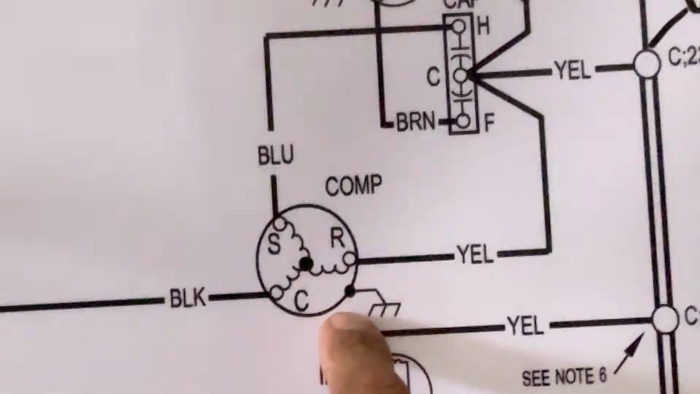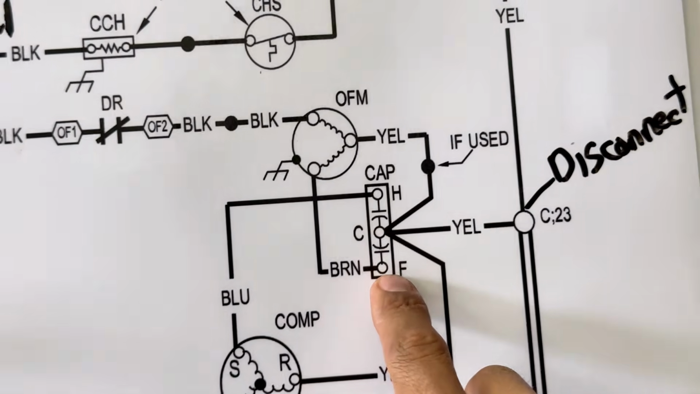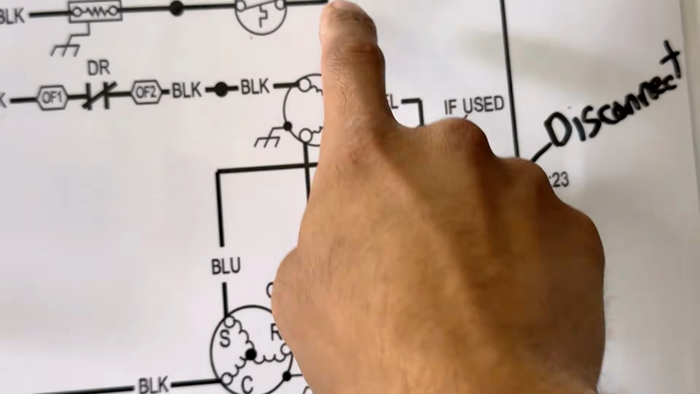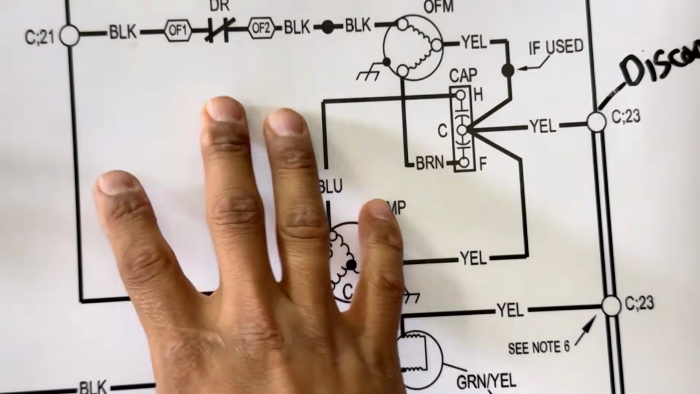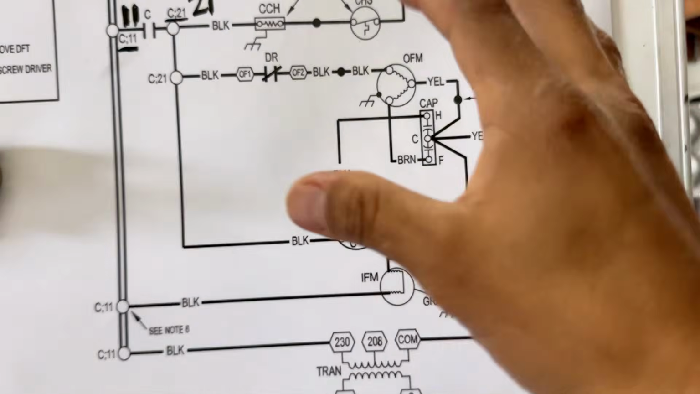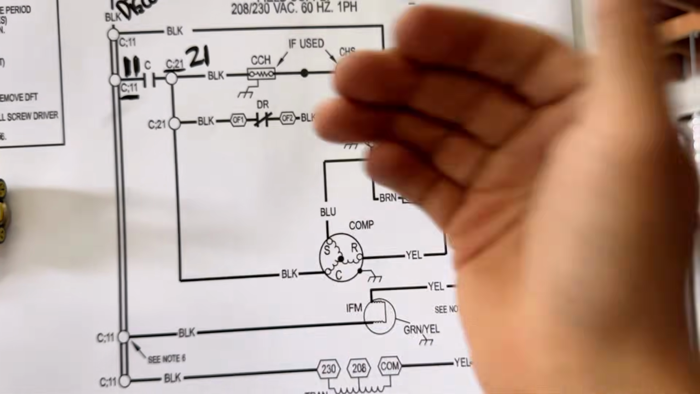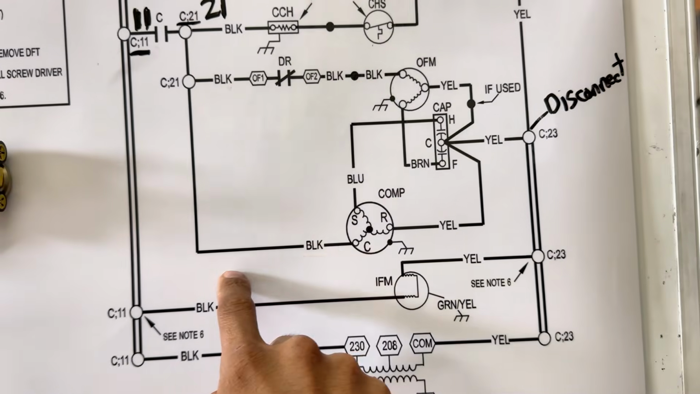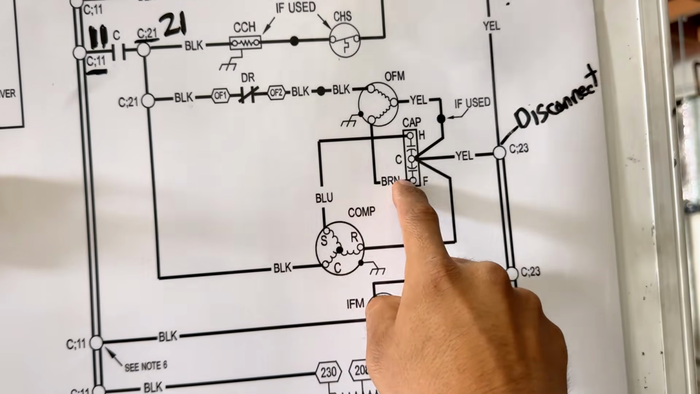What about this brown one? This brown one is my fan. You see, my fan goes right here to my capacitor. Fan, brown wire, boom, to your condenser fan motor. So all this, it's already wired up. Very rarely will you have to do this from scratch. And if you do, just follow the colors, okay?